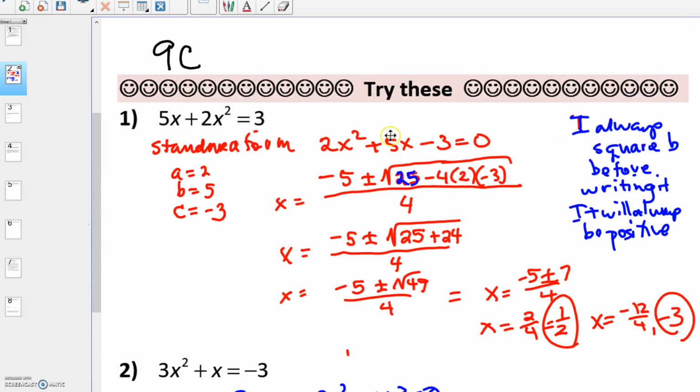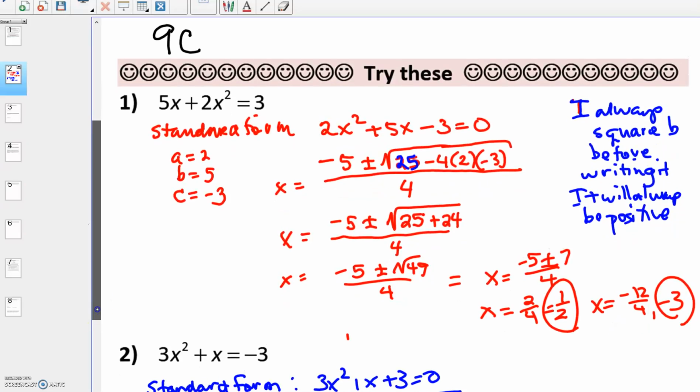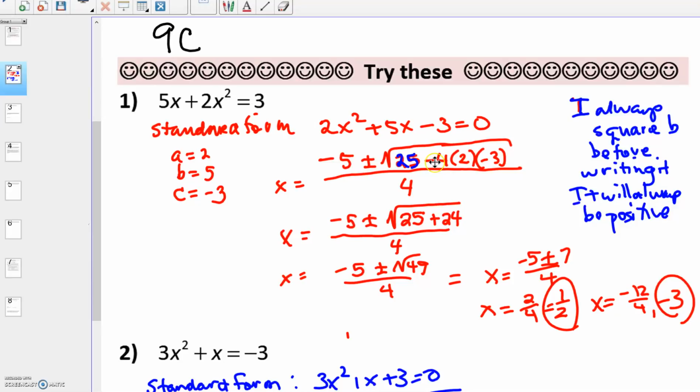Suggestion: when I square b, I always write it out. So if it's -5, I don't write -5 squared. I put -5 times -5 is 25 right there if I were to square a negative. So that's one way to keep from making a careless mistake. The other place to watch out for is this minus and minus, which makes a plus. So be careful with the signs on those.